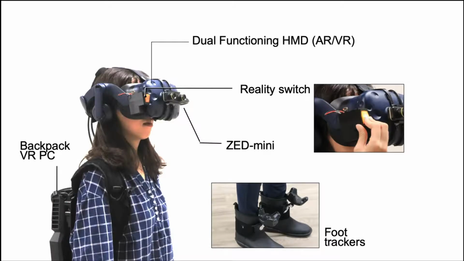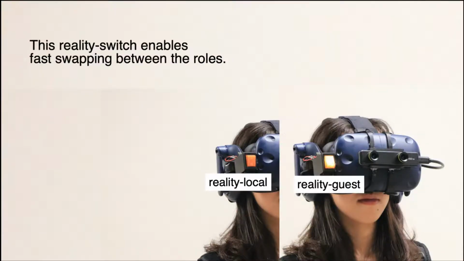So what was our implementation for slice of light? Here's the equipment for our HMD users, which contains a dual-functioning HMD and a stereo camera kit for depth sensing and spatial mapping. To track users' foot position, we attach trackers to their shoes. A physical switch is added to the HMD. This switch provides a tangible interface for quick swapping between the local and guest role.